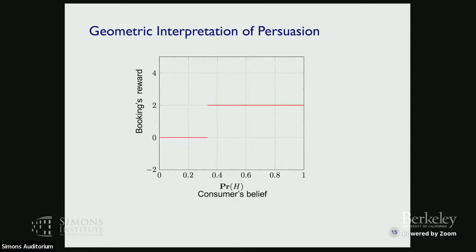So if we look at the problem, recall that the consumer's belief has a threshold, which is 1/3. If the probability of high is more than 1/3, the consumer is going to buy and the booking.com reward is 2. Otherwise the booking.com reward is 0, right? And recall that the original prior of the consumer was here; without doing anything, I cannot convince him to buy, but I had an optimal signaling scheme that achieved the utility here, which is 3/4 times two. That was what I showed you before.